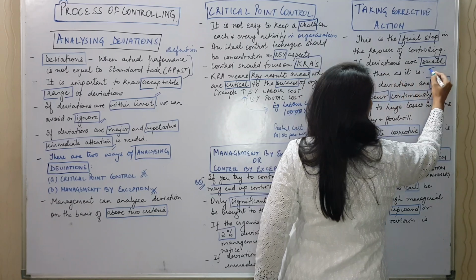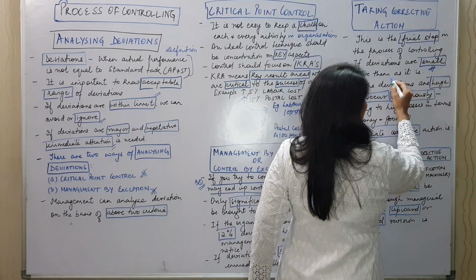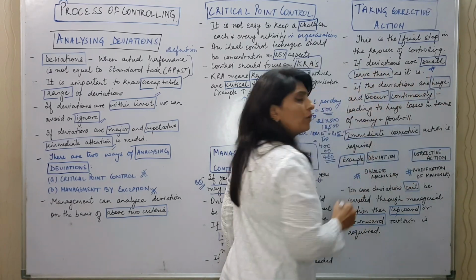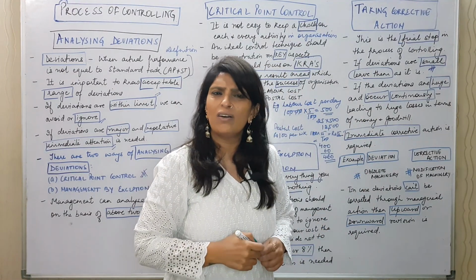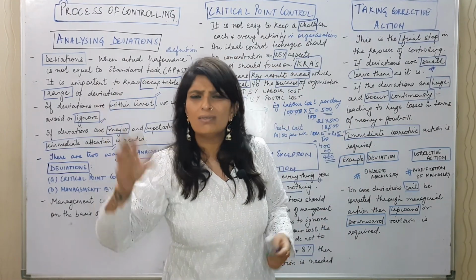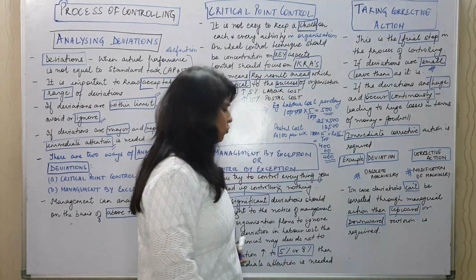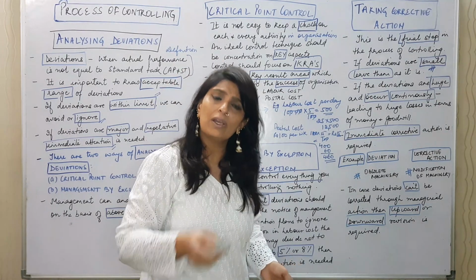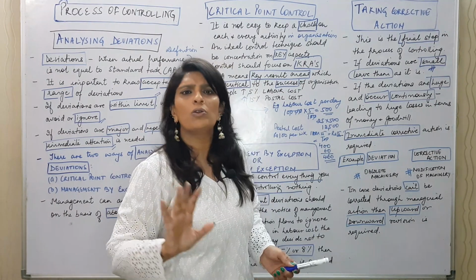If deviations are small, we've already talked about it, then leave them as they are. You don't have to do anything about them. Like 1% deviation in a month, leave them. You've set a plan for 2%, you can leave. 1%, you can leave. Once in a month, leave them altogether.